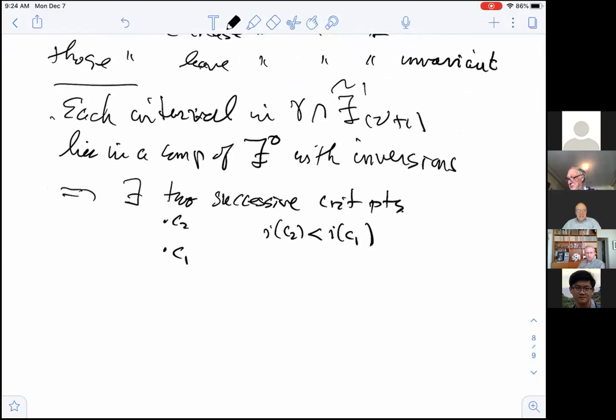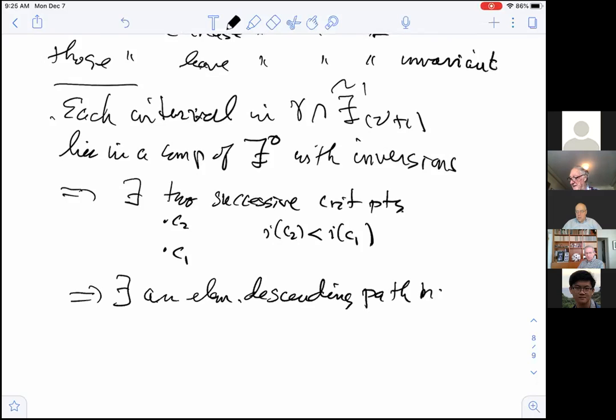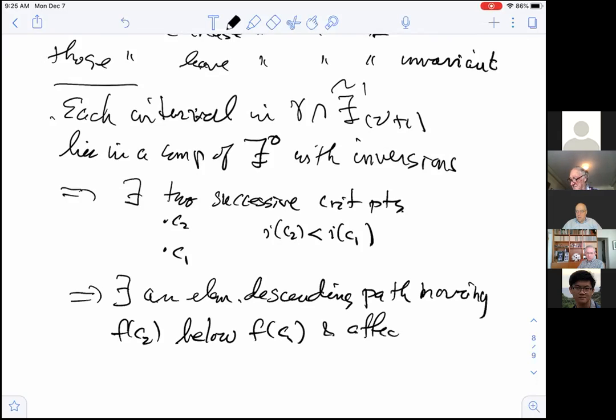Okay, but if the index of C2 is less than C1, that implies there exists an elementary descending path moving F of C2 below F of C1 and affecting nothing else. This is our lemma, that elementary descending paths, or in fact all paths, are homotopy equivalent to the space of descending disks.